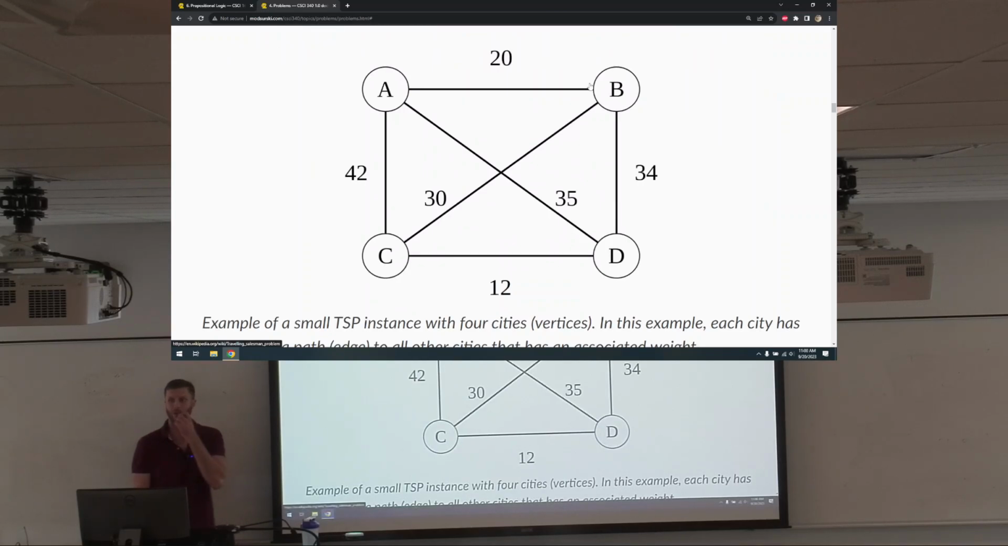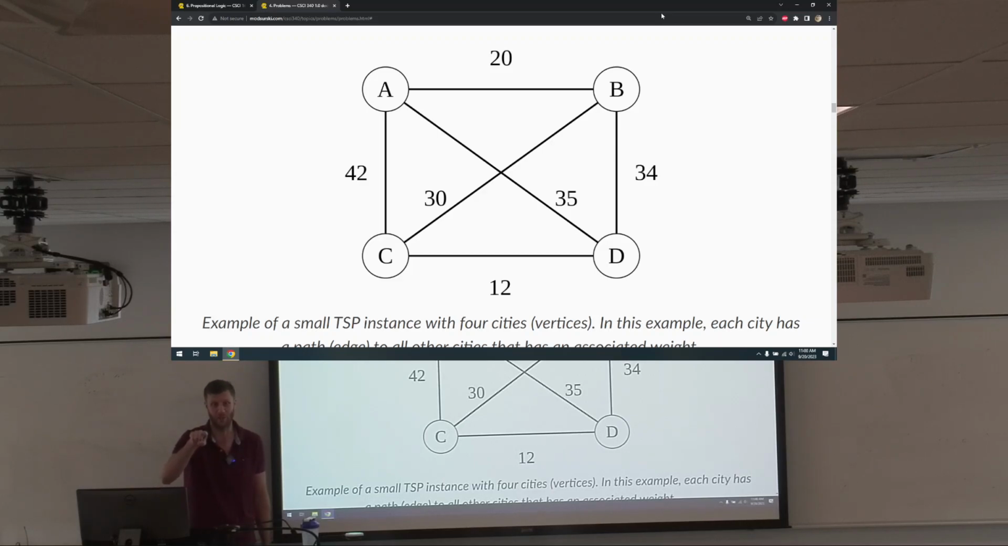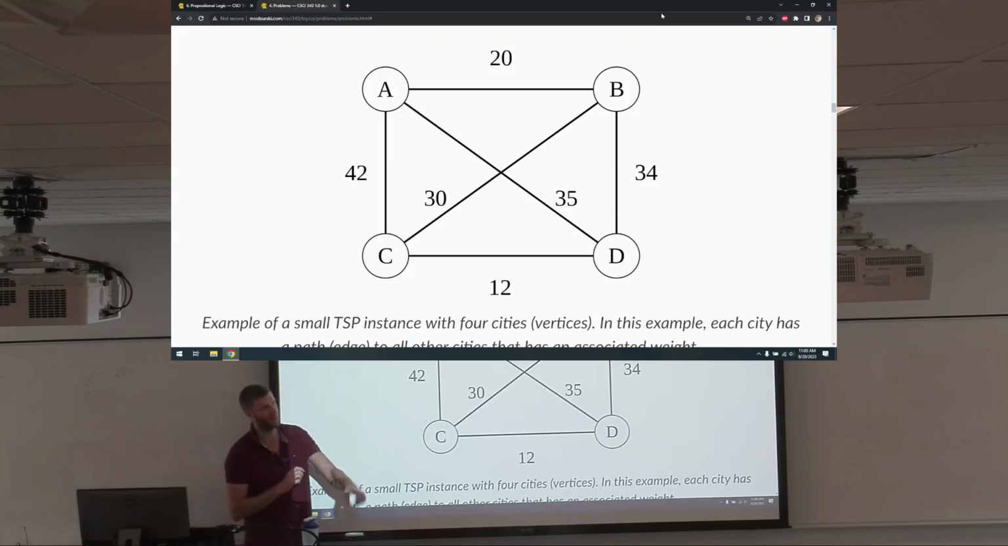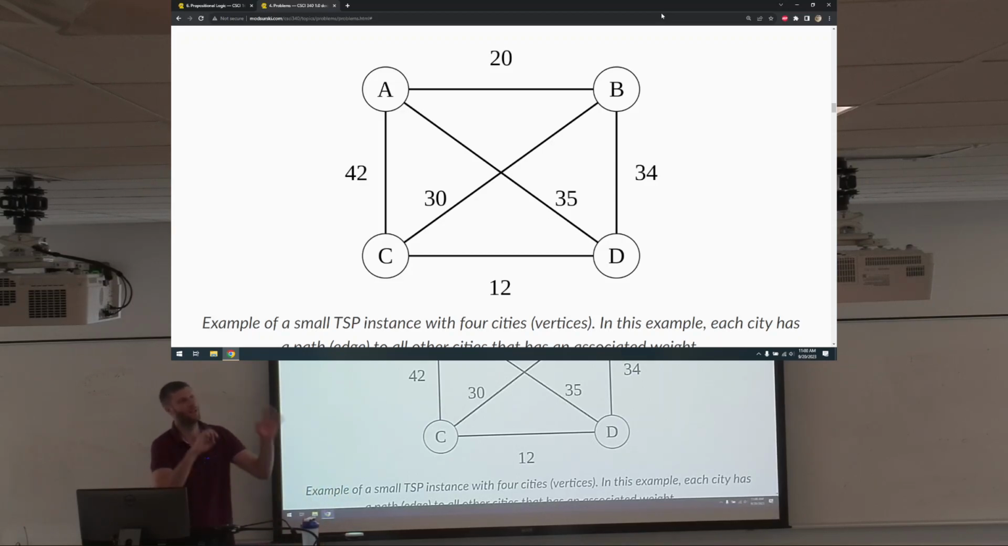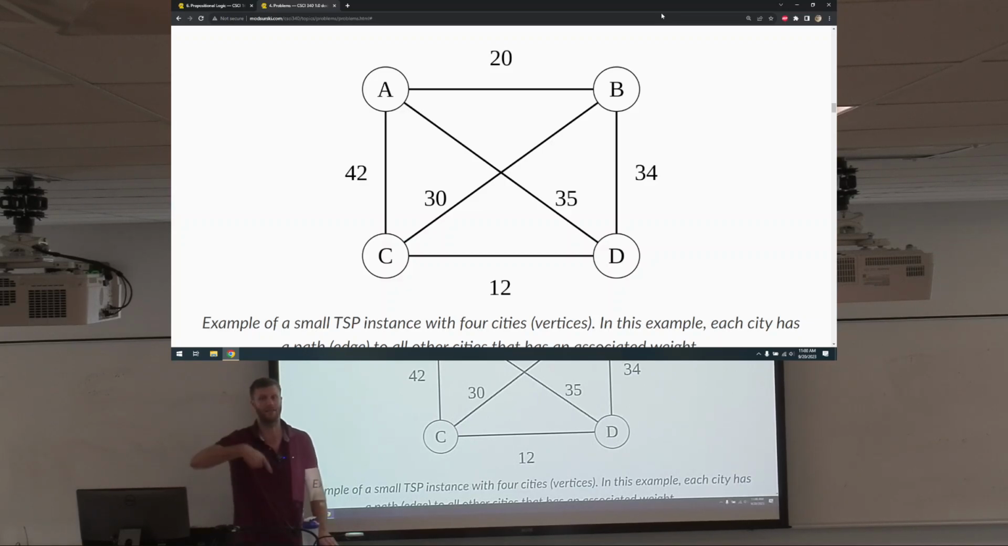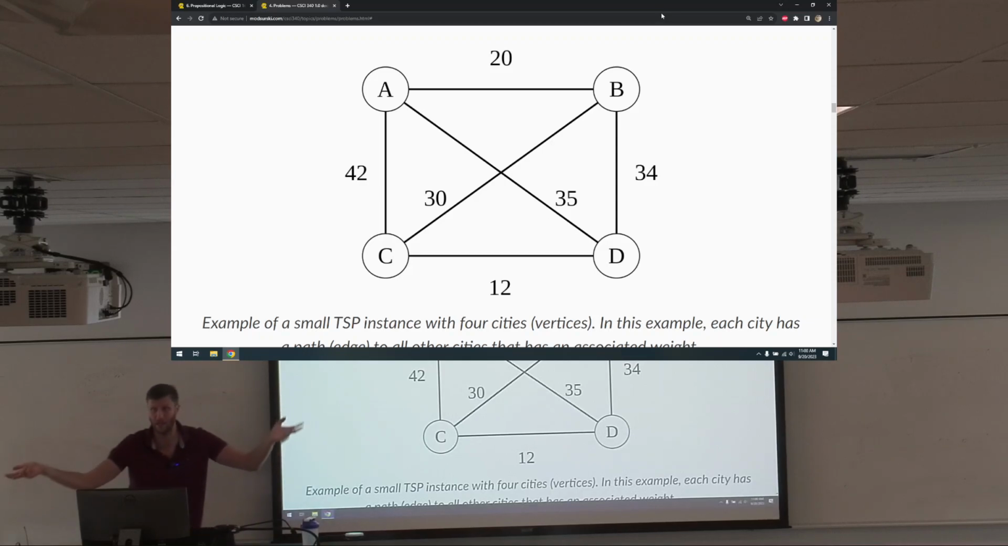find the Hamiltonian cycle. A Hamiltonian cycle is basically, you ever play that game as a kid? Put your pencil here and draw this picture without lifting your pencil. That's your job. We want to come up with a Hamiltonian cycle, but we want to pick the Hamiltonian cycle that visits all cities such that the total distance, or the weight of the edges, is minimized.